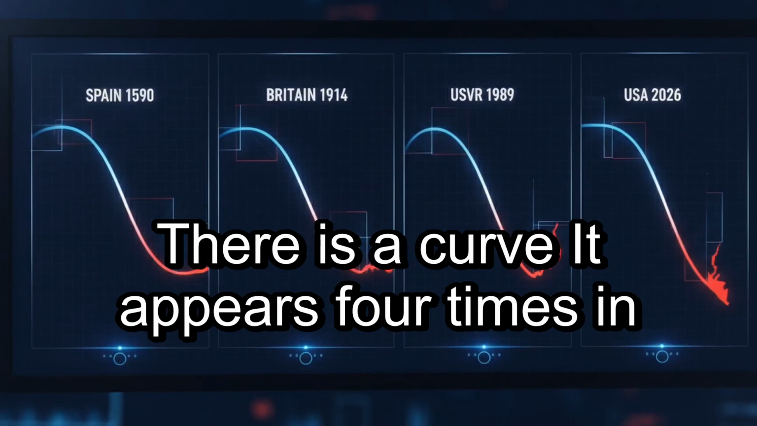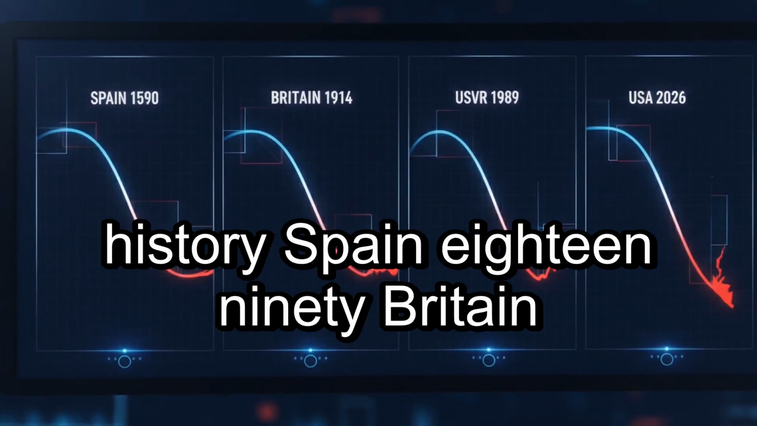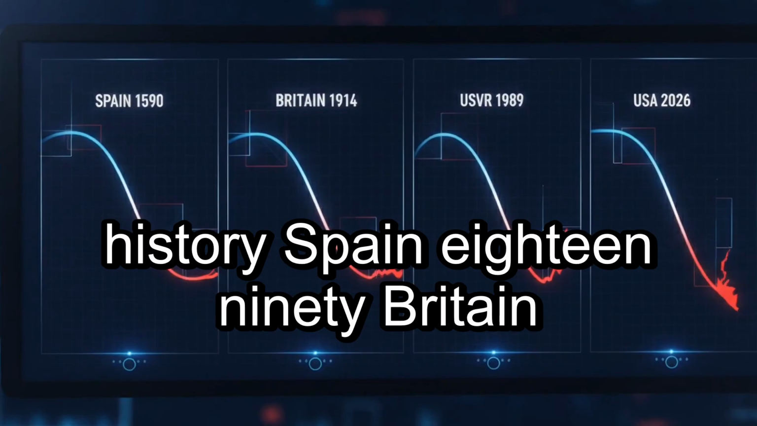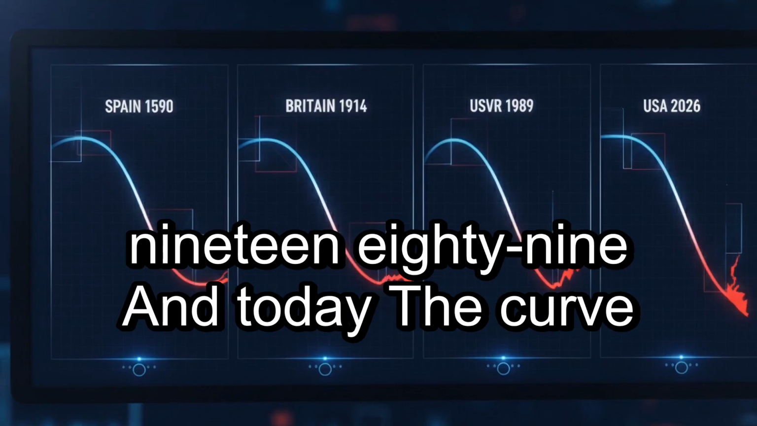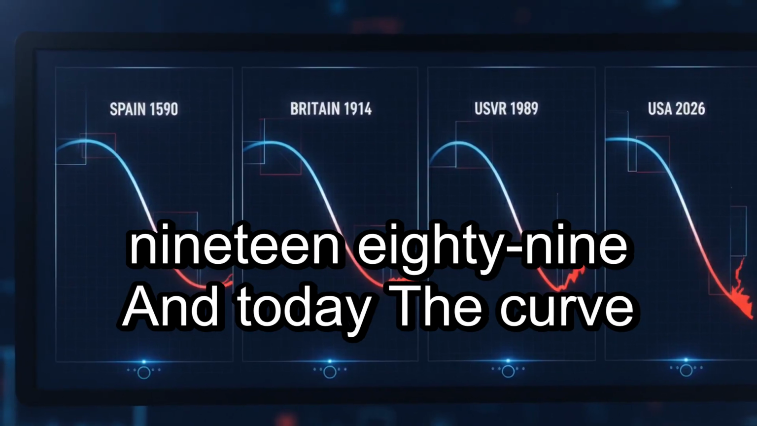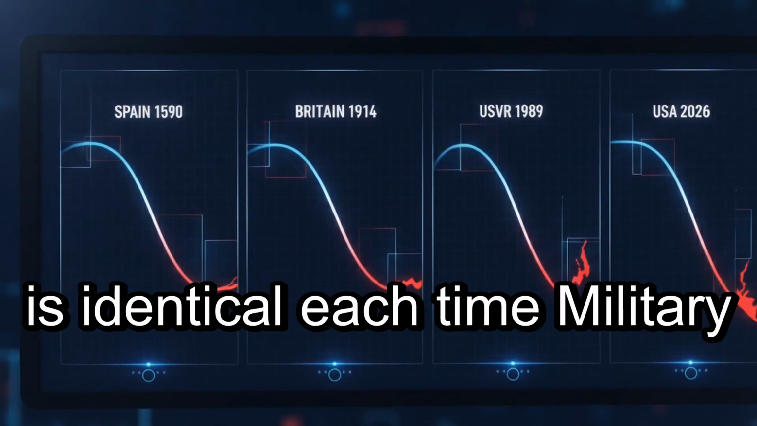There is a curve. It appears 4 times in history. Spain, 1890. Britain, 1914. The Soviet Union, 1989. And today, the curve is identical each time.